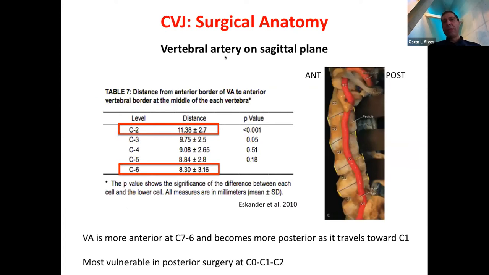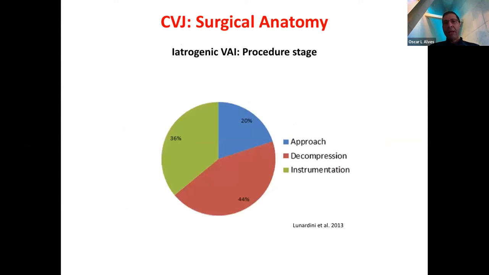If you look at the vertebral artery on the sagittal plane, it is more anterior at C6-7 and then travels posteriorly. So it's really more vulnerable when you're doing posterior surgery at the C0, C1, C2 level. You can damage the vertebral artery, and in 20% of cases, it will occur during the approach.